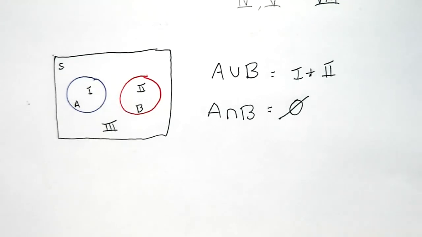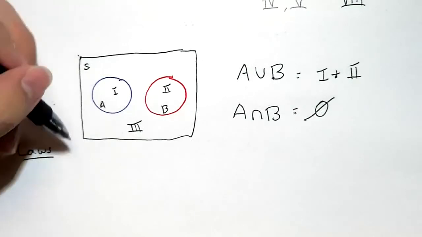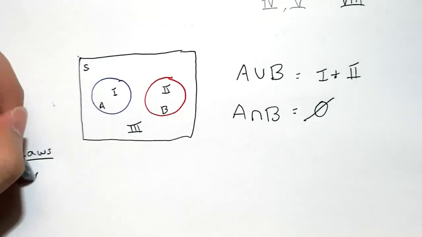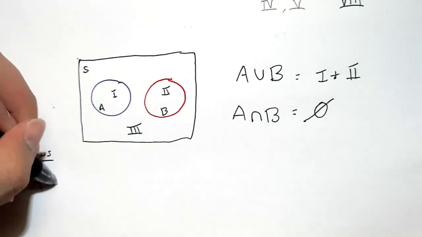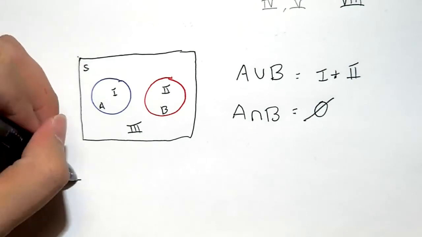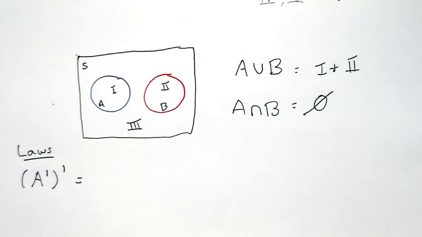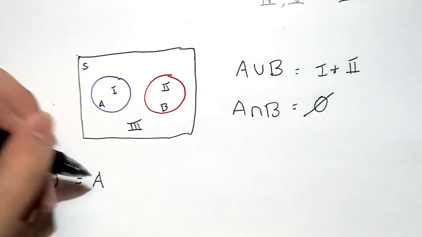The first law, we're going to call these set laws. You don't have to memorize them, which is why all the tests are open book, open notes, but always understand them. The first law is that the complement of a complement is just the original set: the complement of the complement of A is A.